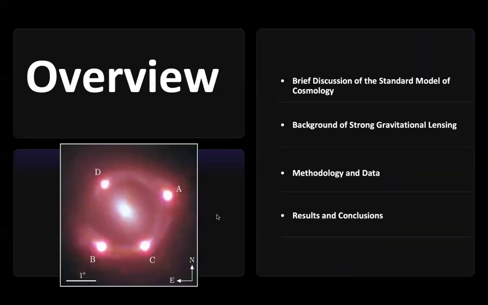So, to give you a bit of overview, I'm going to be talking a little bit about the standard model of cosmology and the tensions, motivating this work. And then I'm going to be talking about strong gravitational lensing and a bit of background about what that is. And then finally, my methodology, data, results, and conclusions.